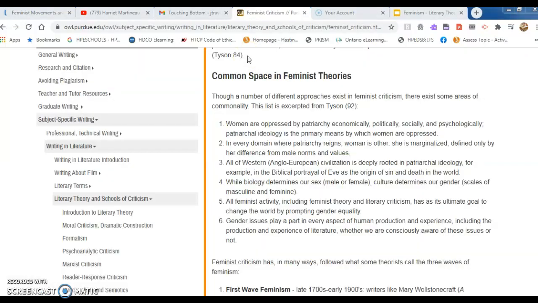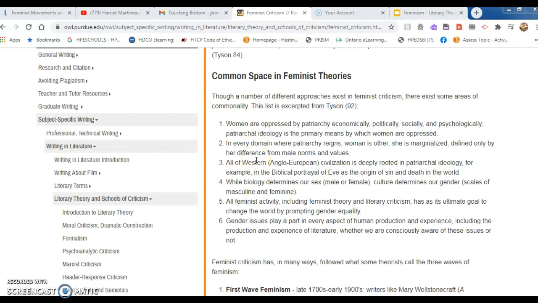So when we look at feminist theory and we're studying the impact on society, where women have an unequal position in society, here are some of the key things that we're examining when we examine society from a feminist perspective. This comes from Owl Purdue, and I will link this into the classroom. These are the concepts that you would hold when you're looking at an issue in society from a feminist perspective. That women are oppressed by patriarchy. In every domain where patriarchy is, women are typically marginalized.